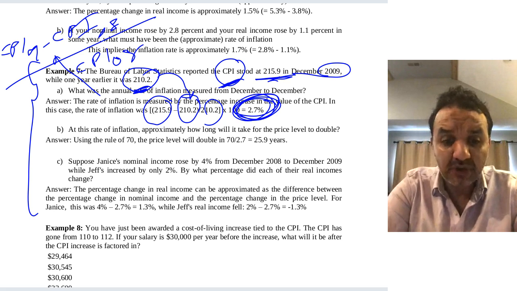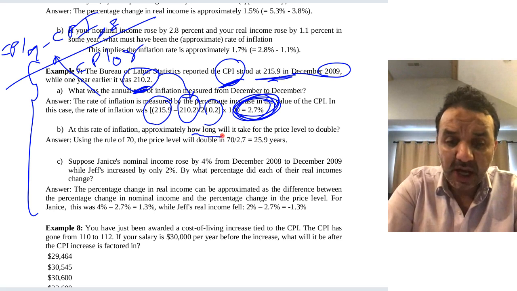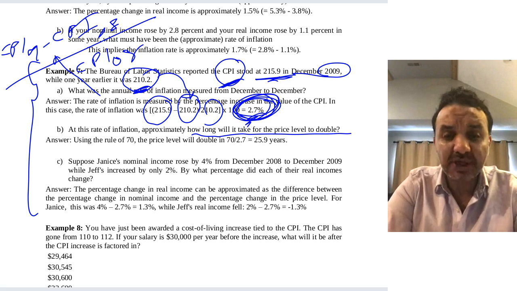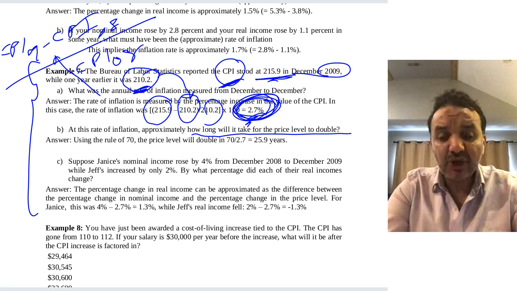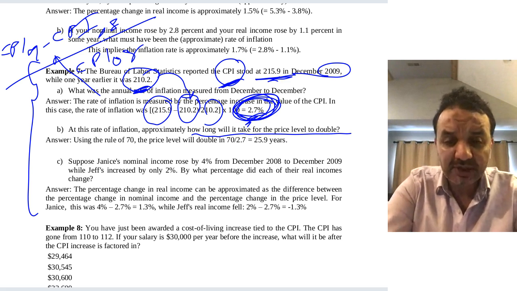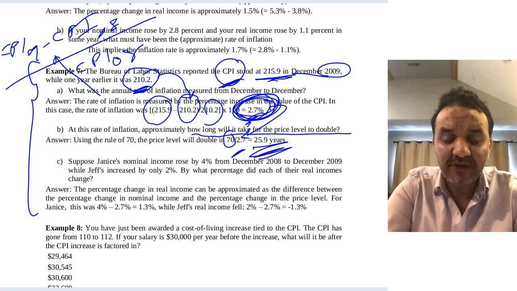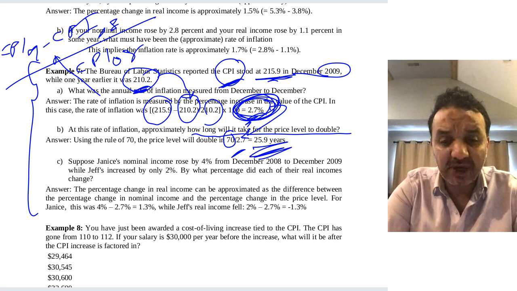Okay, now the rule of 70. Question B asks, how long will it take for the price level to double? So here's the inflation. How many years is it going to take to double? We apply the rule of 70. As a reminder, what does the rule of 70 say? Divide 70 by the inflation, which we got from question A. So 70 divided by 2.7, you will get 25.9. So the price level will double after about 25 years.